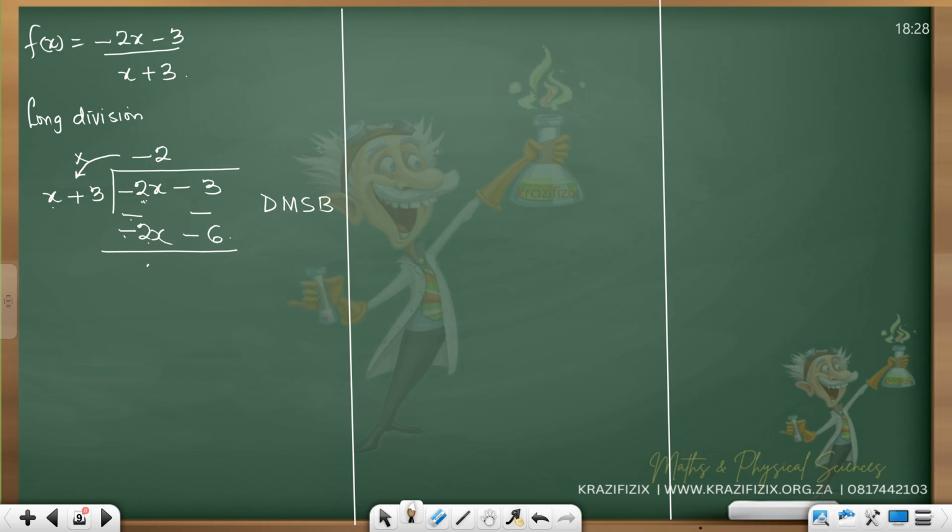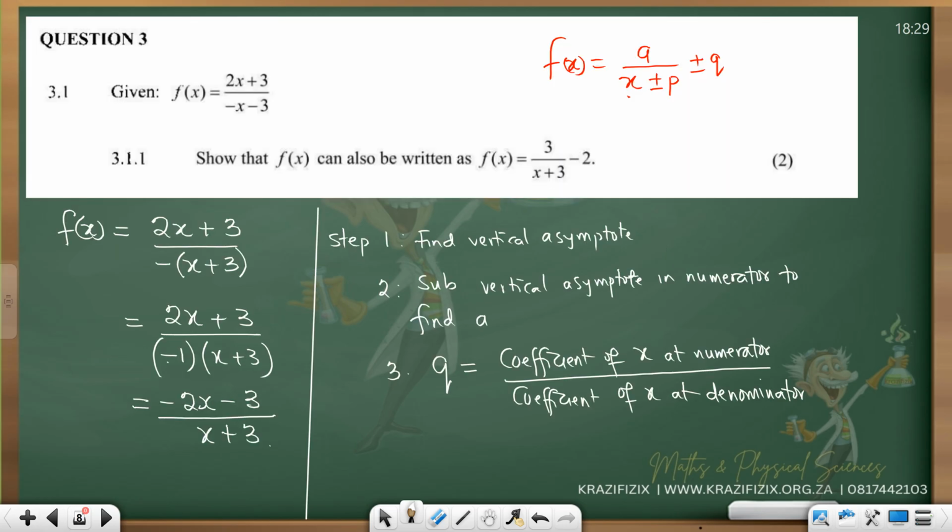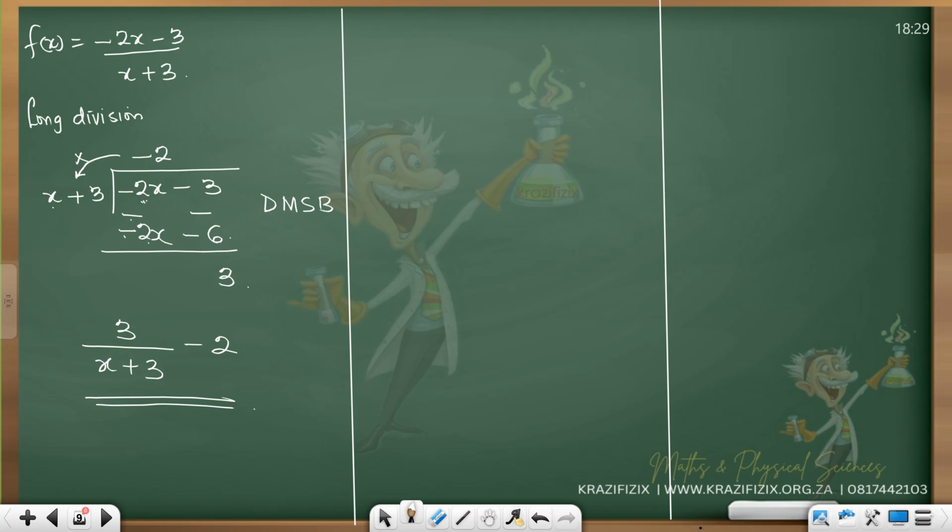Negative 2x minus negative 2x will give me a 0. What would this be? Negative 3 minus minus 6. What would that be? That would be a positive 3. And I'm done. So my answer therefore would be 3 over x plus 3 minus 2. Long division. People don't like this one. I'll move quickly because it's 2 marks.